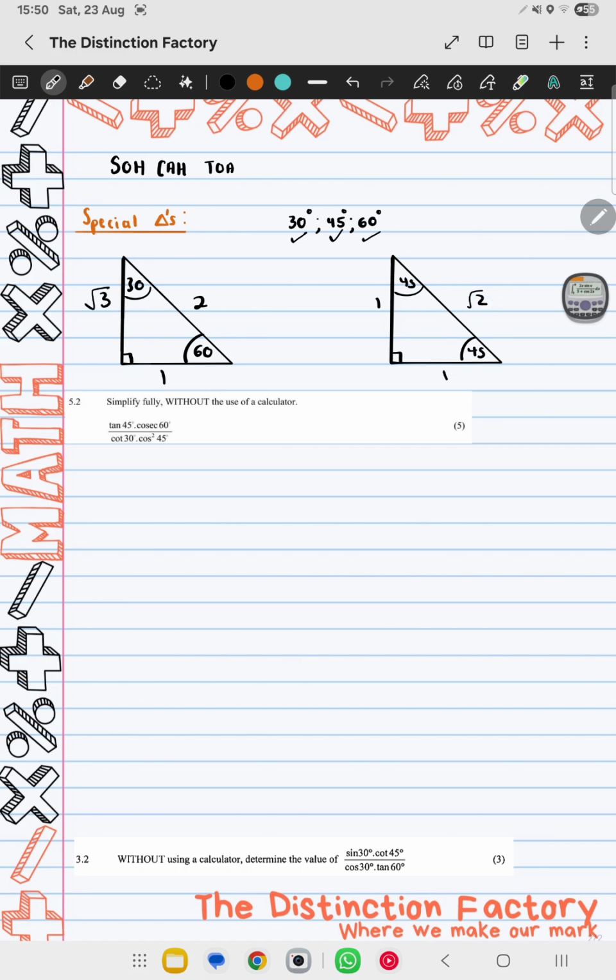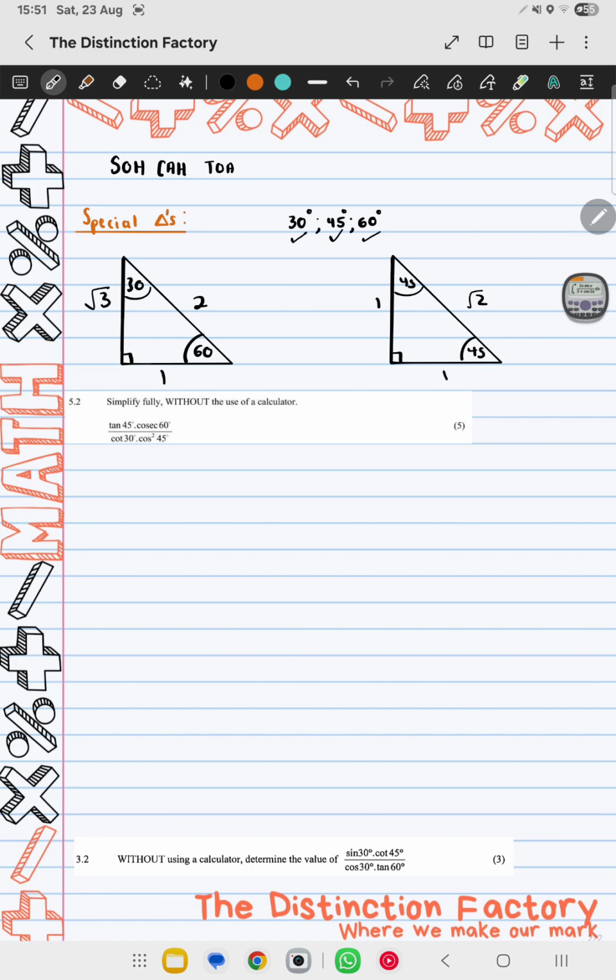So I do suggest that you pause the video here, learn these by heart, and try redrawing them over and over again, maybe about 4 or 5 times, until you get the hang of it without looking at the screen. From here, we can go on to our question.